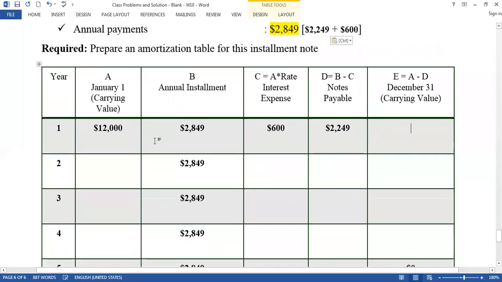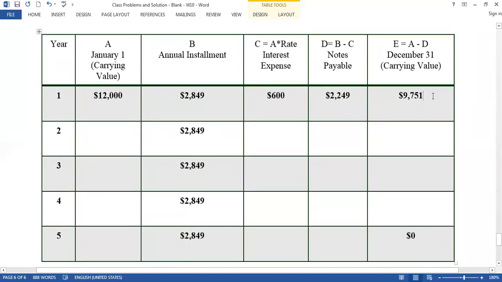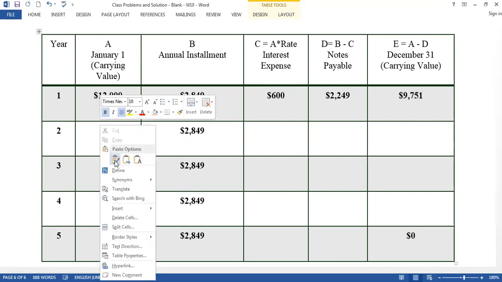Now look at here, your beginning carrying value: $12,000, and you already paid some notes. This is beginning notes payable of year one, and you already paid some notes at the end of year one. After paying these notes, what is the remaining note? It is about $9,751. This is the ending carrying value of your note at the end of year one. So the ending carrying value of year one is the beginning carrying value of year two. You know that, right?